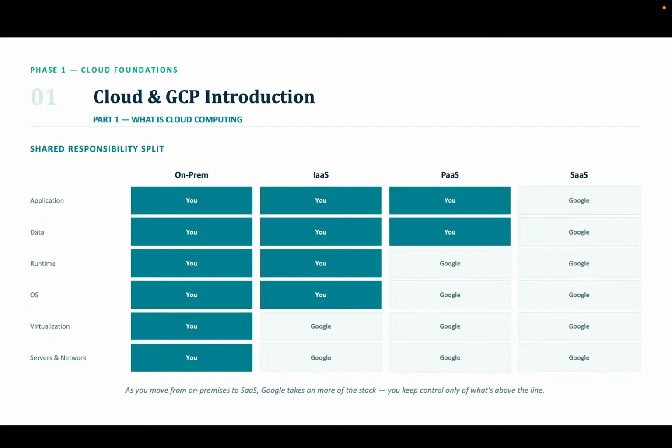You can just choose which application, which model you are using, like if you are using Compute Engine, or App Engine or Cloud Run, or if you're using Google Workspace. So that's how it goes. That's the basic information, and it is also compared with on-premises.